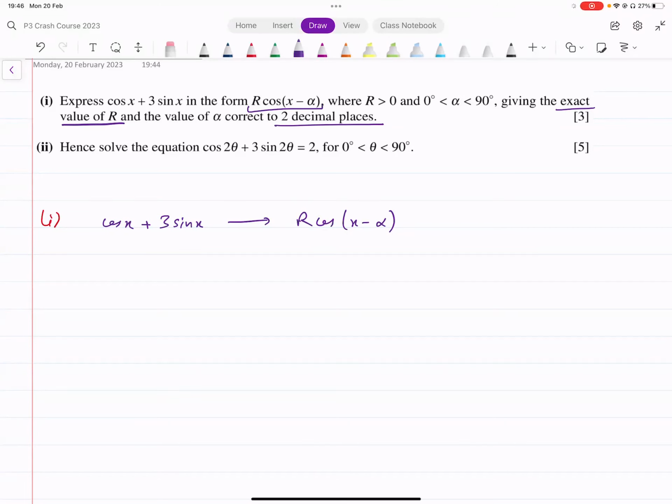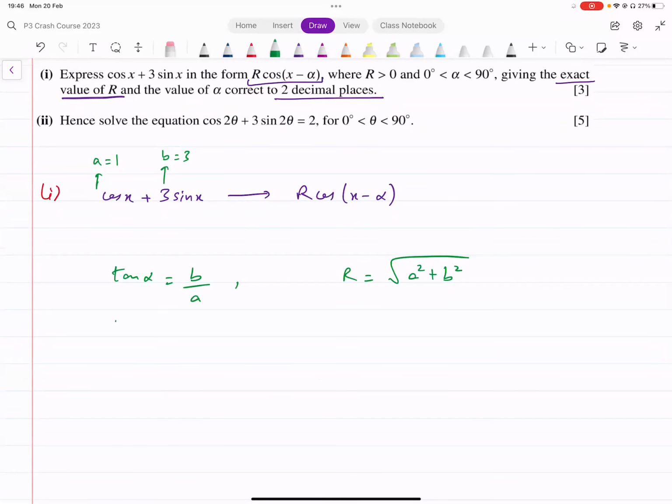Okay. Now, what do we do? We remember the formulas. We know tan alpha equals b over a, and we know that r equals the square root of a squared plus b squared. We just input values, right? So the first number is a, that's 1 here, right? The second number is b, this is 3. Just input values. Tan alpha is equal to 3 over 1. Find tan inverse of this and see what that gives you. Tan inverse of 3. Let's try that.